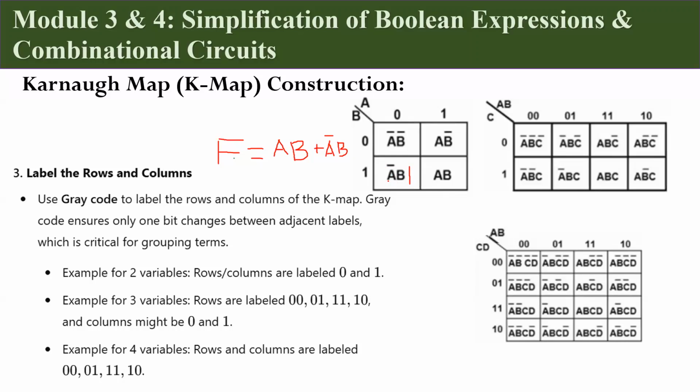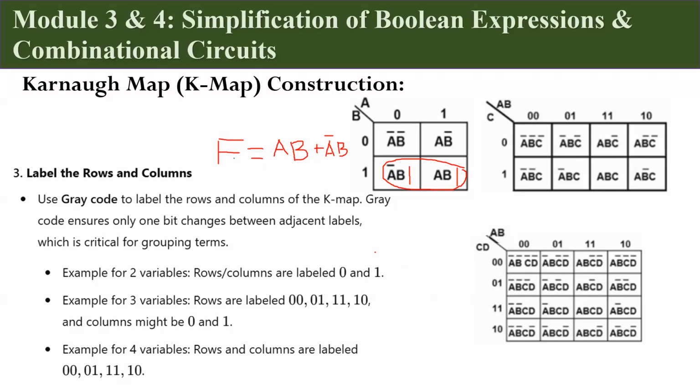This A bar, B bar, this A bar, B will not be there when you are doing your mapping. This is just for illustration purpose. Then I have A, B. I also have 1 here. So I'm done representing this function in a Karnaugh map. Then the next thing I need to do is to map it and circle it this way.